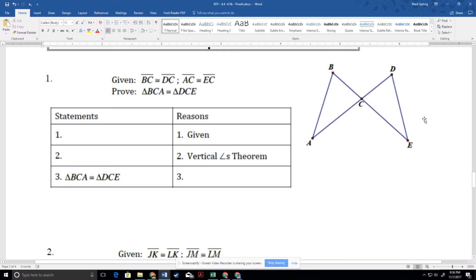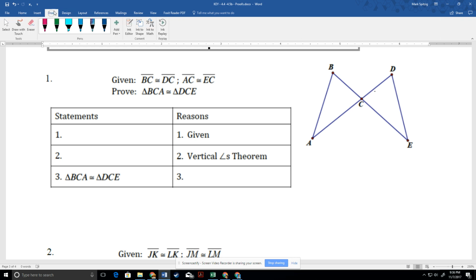All right, so here we go with the key from 4.4, 4.5, the second part. So we'll go ahead and get started with this. First things first, we always want to take what we are given up here. So we have two givens: segment BC is congruent to segment DC, and AC is congruent to EC.